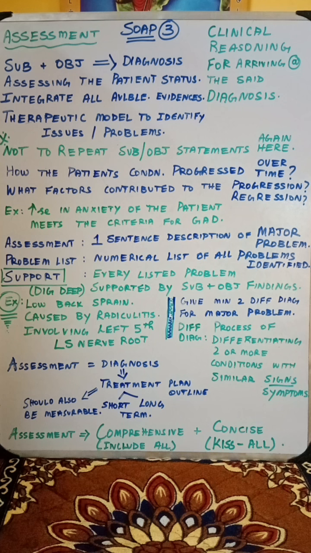We have to name it very clearly, like the low back sprain caused by radiculitis involving left fifth LS nerve root. We should not confuse it again and again. The diagnosis has to be clearly emerged based on the support or the proofs that we get from subjective and objective. So remember, an assessment should not include stories, should not include blah, blah, blah, all the things that are written in subjective and objective, and again we have presented it as assessment.